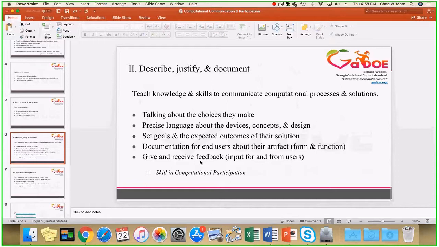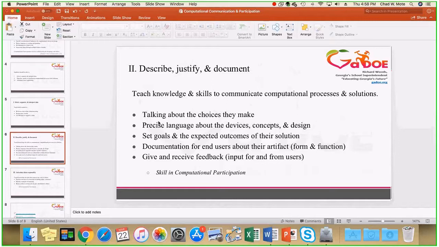That's for the input along the way, and also to take into consideration diverse users for what the game, in this case, as an example, serves and who it's going to reach as far as output. So this piece, the give and the receive feedback, is really important on the computational participation piece.